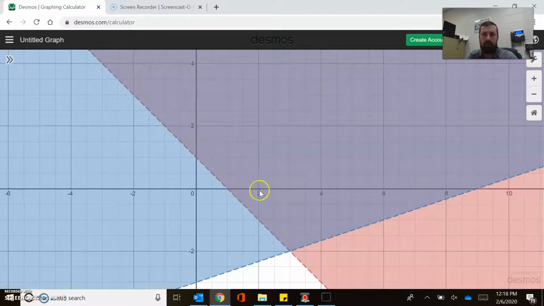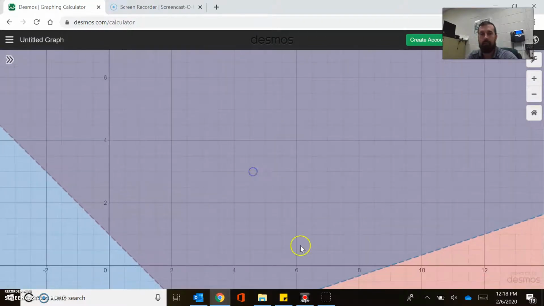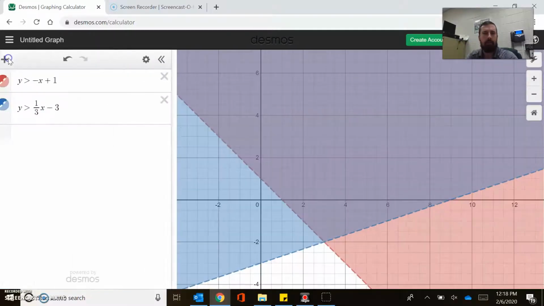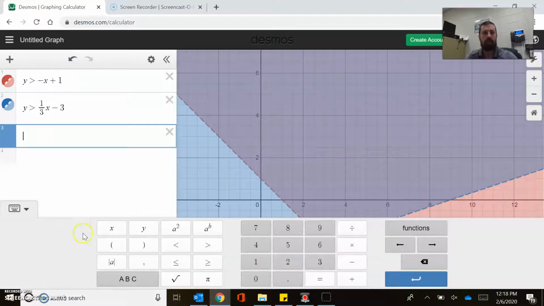If you look at (2, 2), that's a solution. (4, 2), that's a solution. (4, 0) is a solution. (6, 0) is a solution. Literally anything up here. (6, 6) is a solution. (8, 4) is a solution. What I would do is, because tomorrow you're going to be given some points, you can check those points. Go ahead and just put in those points.